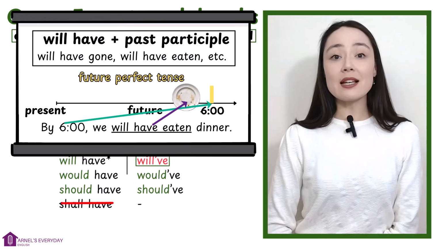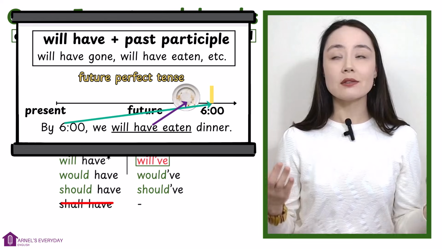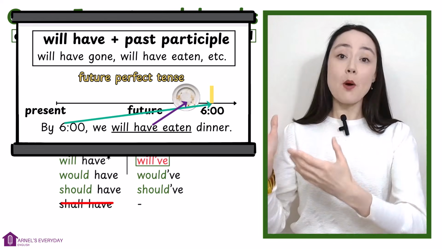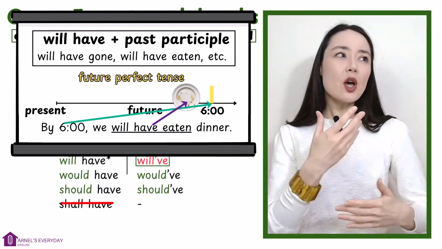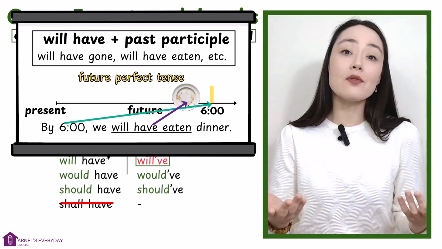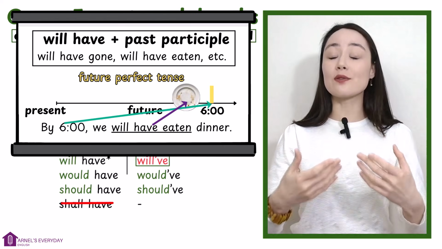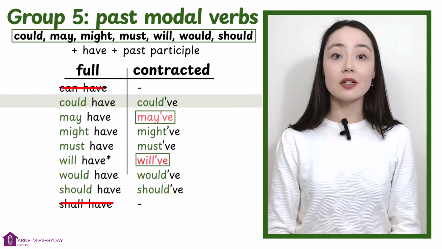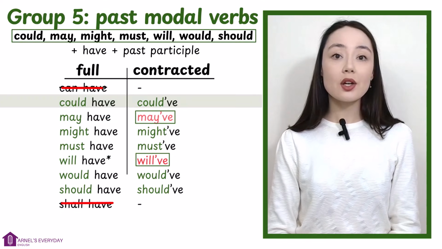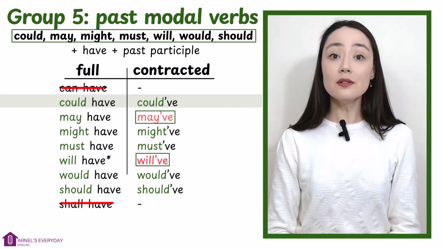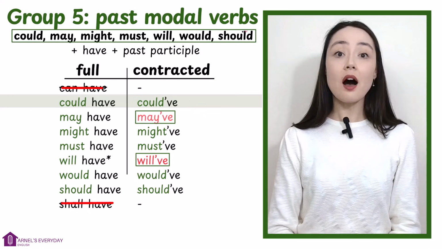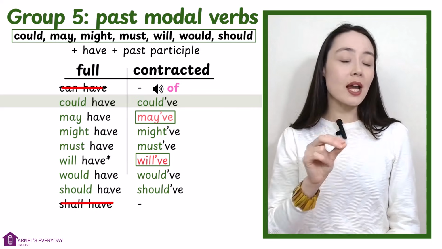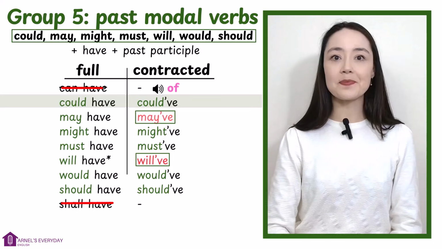But because today's lesson is all about contractions, not grammar, I've added will have to the past modal verb section, so it's just naturally part of the list. But you know it's the future perfect tense. Could have, could've. The sound sounds like of, but that's only the sound. Do not write could of.